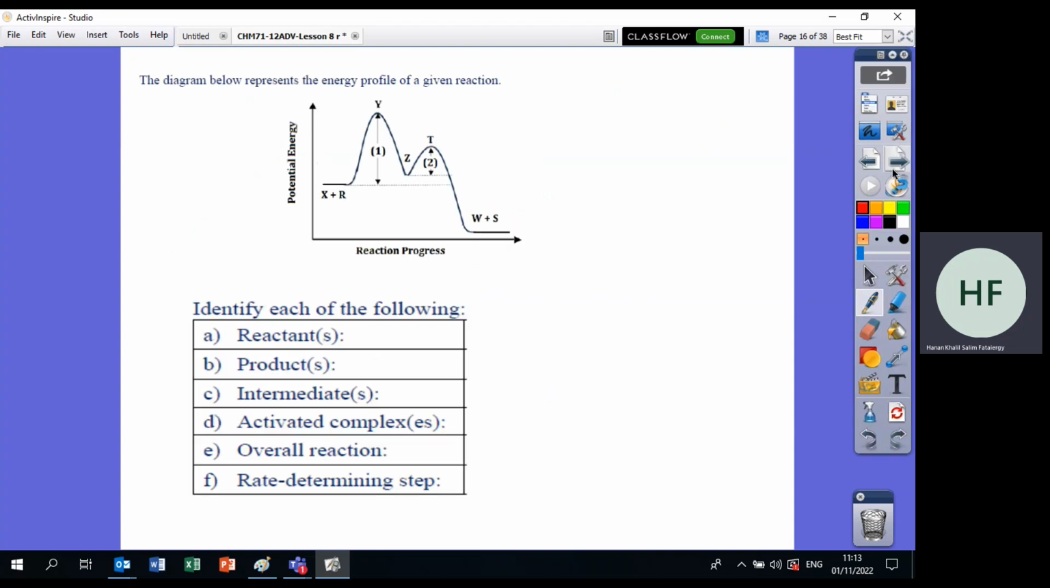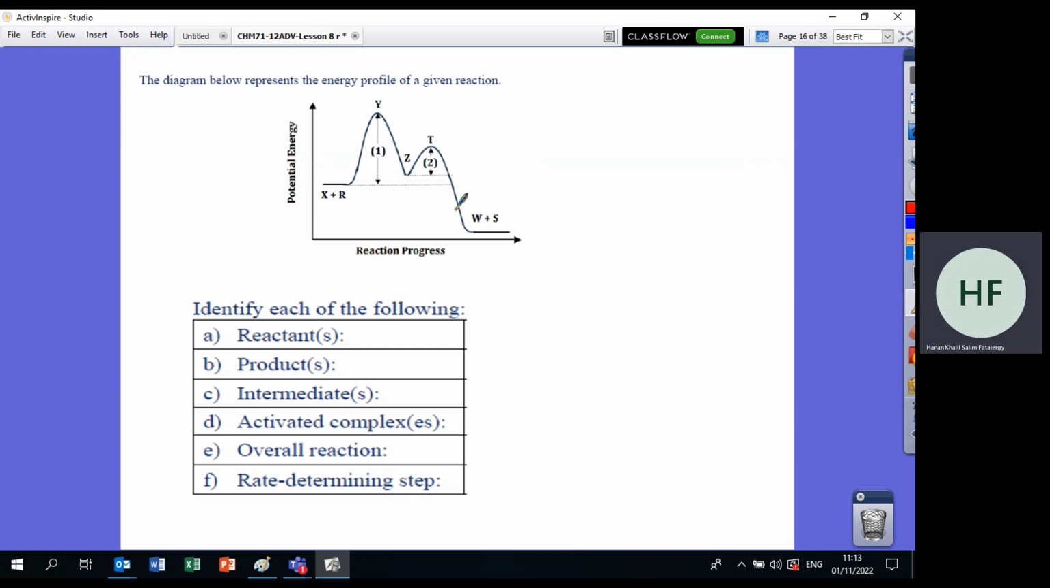Now let's do practice. Yalla, now this reaction takes place in how many steps? 2 steps, okay? If I say for you, label the graph, okay? Now this is the reactants. This is the AC1. This is AC2. This is the products and this is the intermediate.